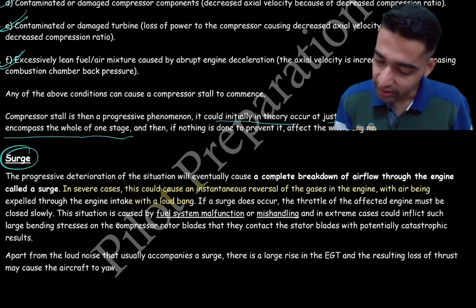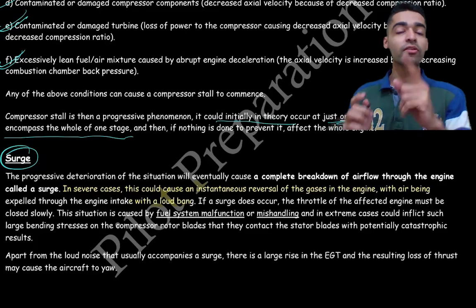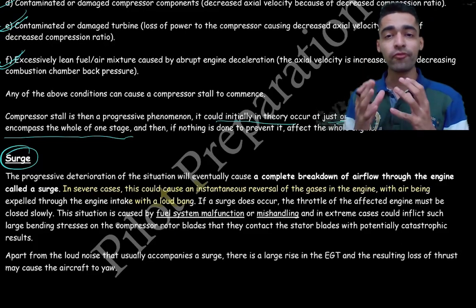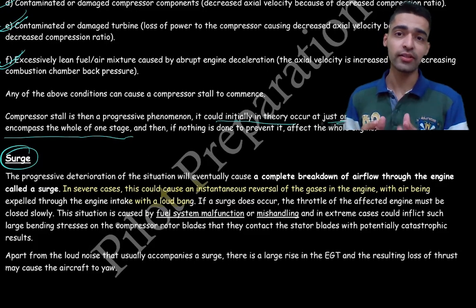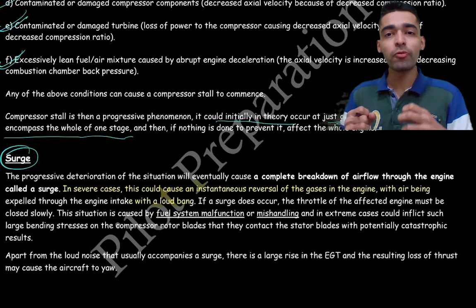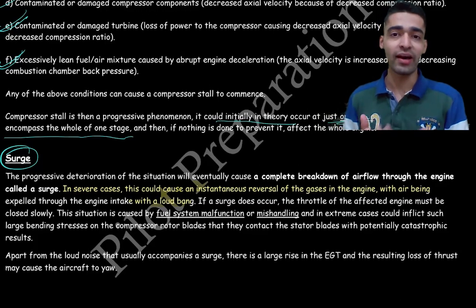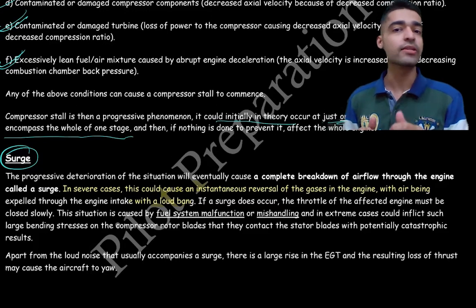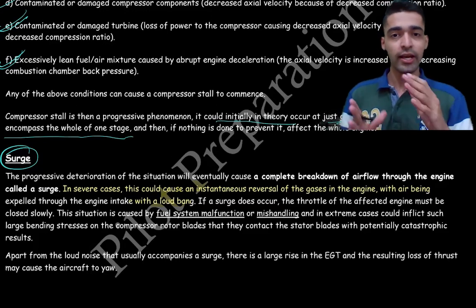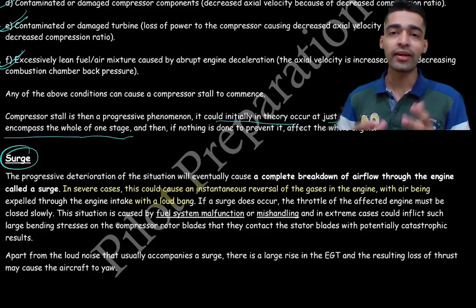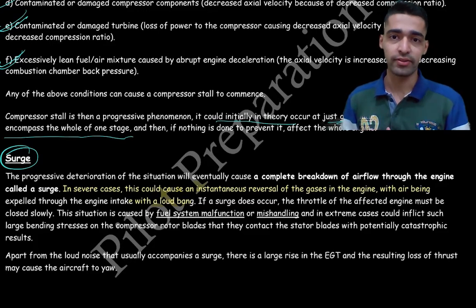If a surge does occur, the throttle of the affected engine must be closed slowly. That means the engine throttle, through which we provide the fuel to the engine, should be closed slowly. Otherwise, this will give more of a blast-type situation, and more damage could occur if you close the engine fast or abruptly. If you close it slowly, it gets time to adjust. With that, we can save some of the engine parts.